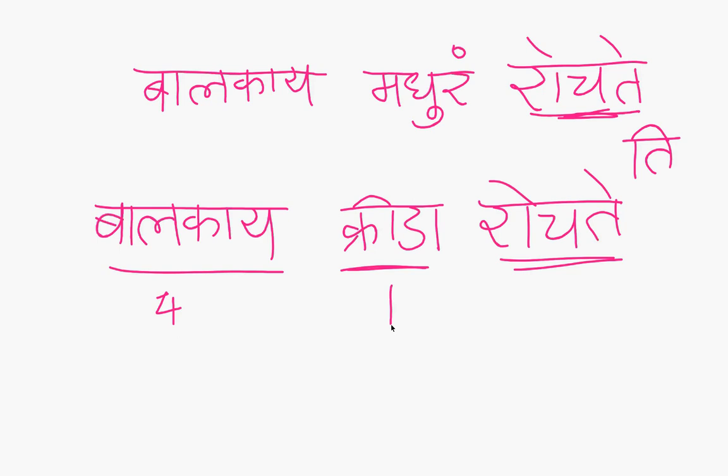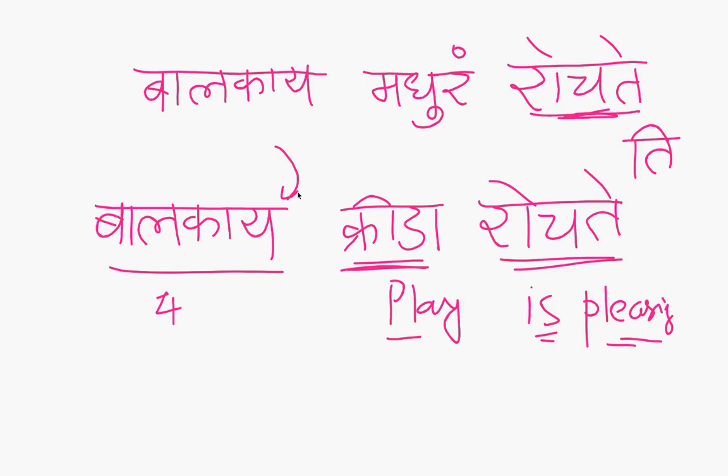But when we want to express that in Sanskritam, it comes in a different way. Rochate you can think of as pleasing. Krida rochate means play is pleasing, not liking, something like this. Play is pleasing. Now balakaya, for whom? For the boy, for or to, whatever. Does this make sense?